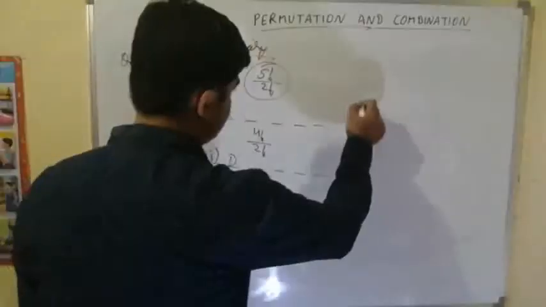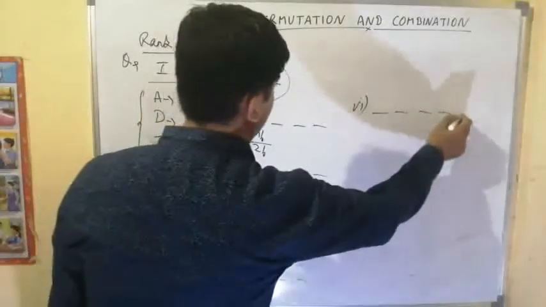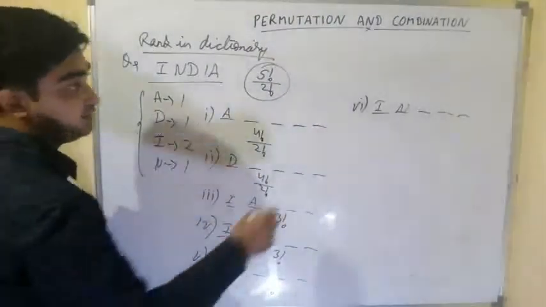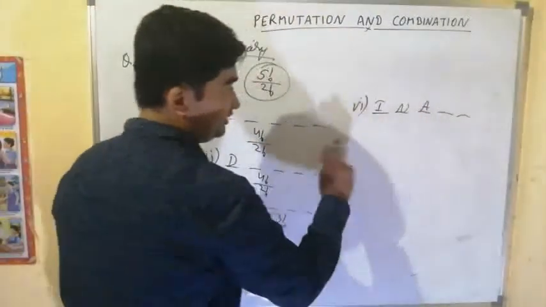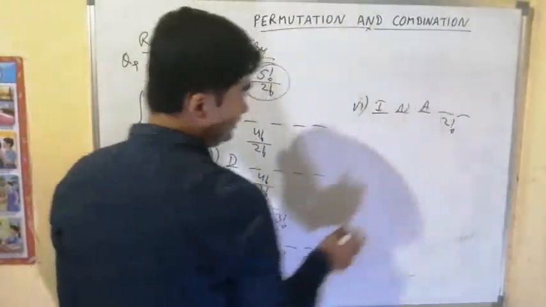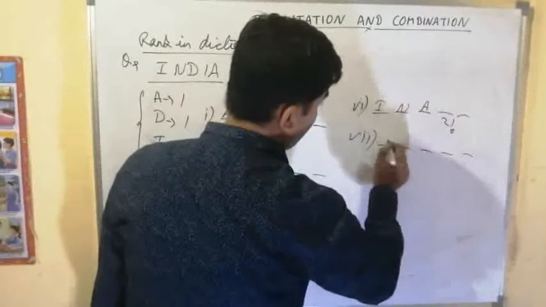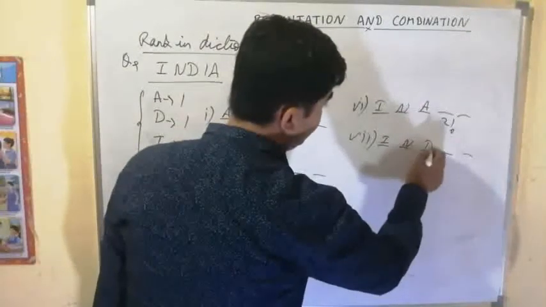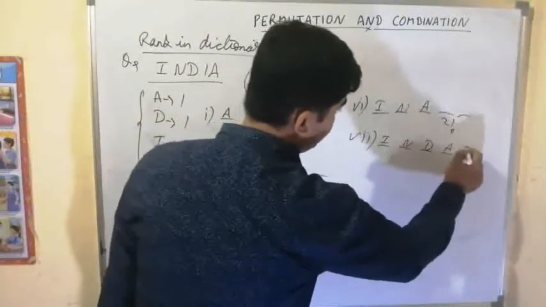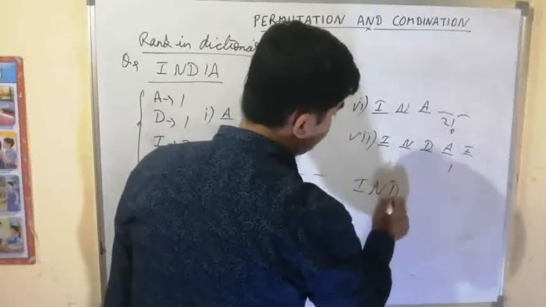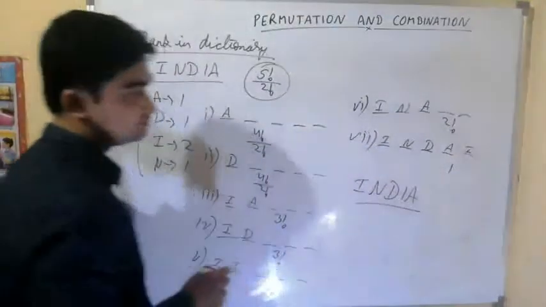Then again sixth case, 5-letter word, I has come here, N has come here. Then again A will come here. If A will come here, they can arrange in 2 factorial ways, remaining 2. Seventh case, I has come here, N has come here, D will come. Then AI, it is one case. Then next case will be our required case, India, right?